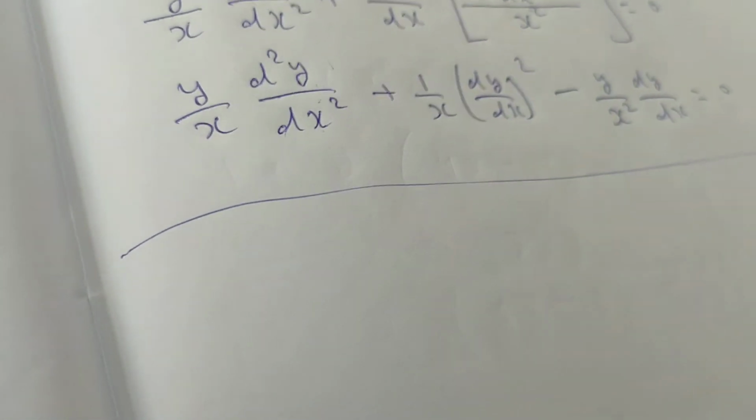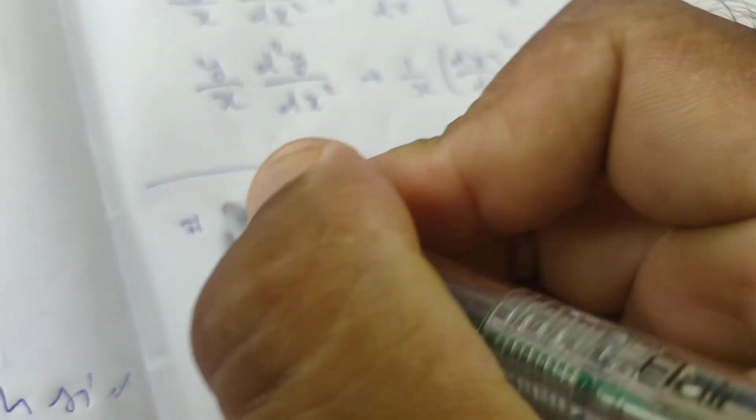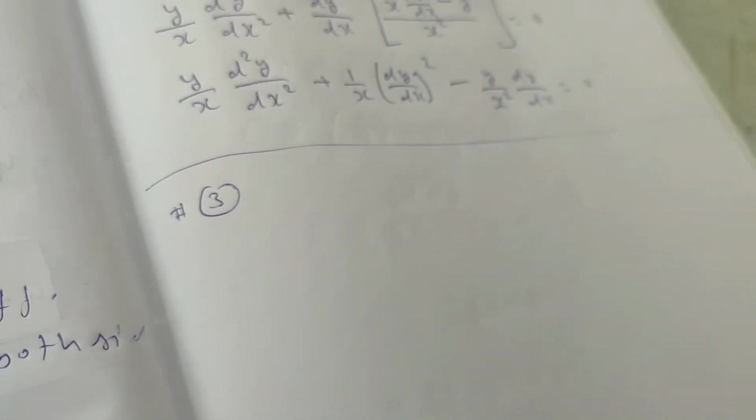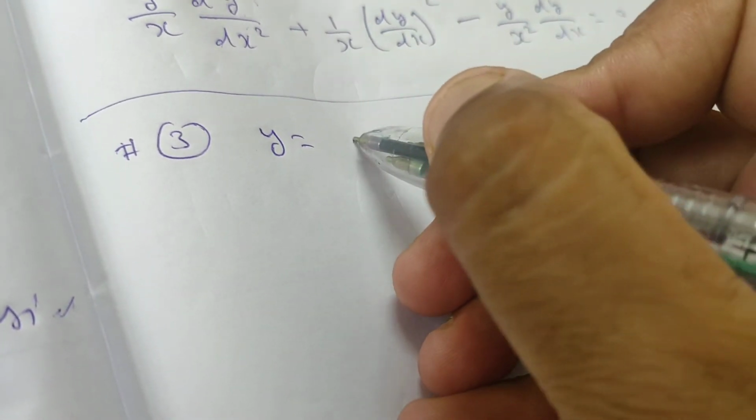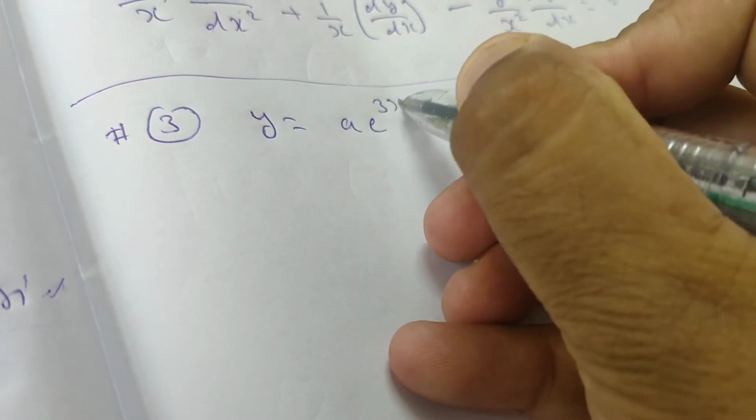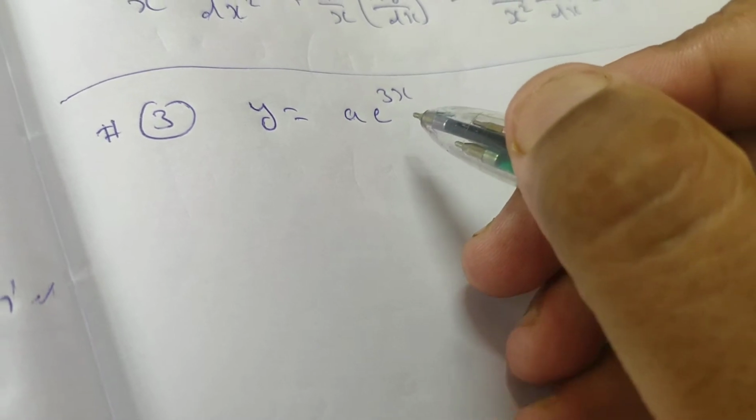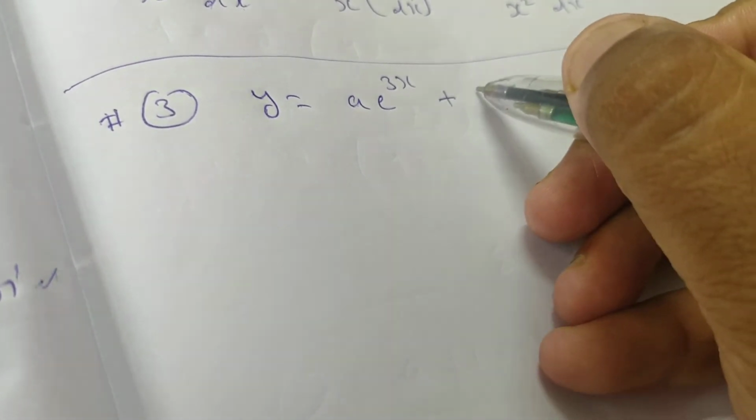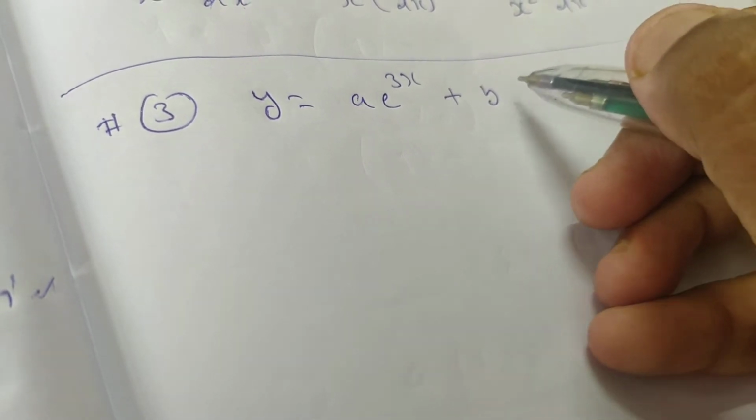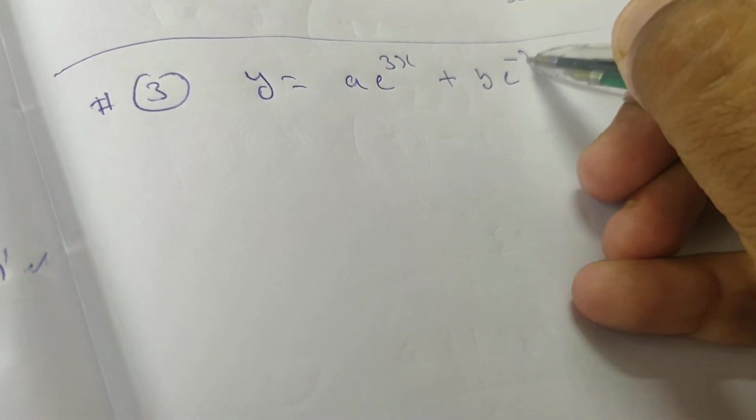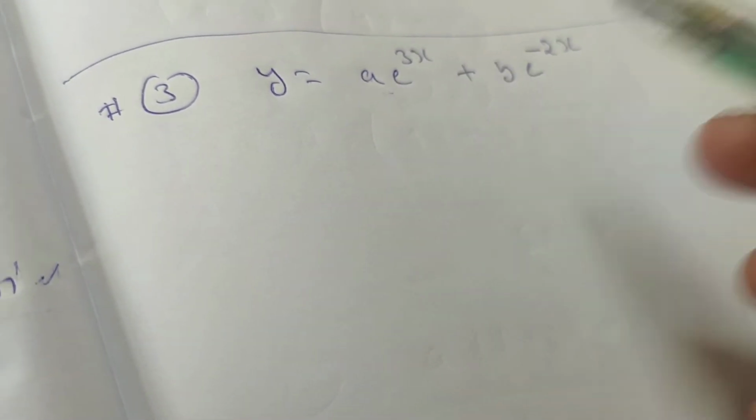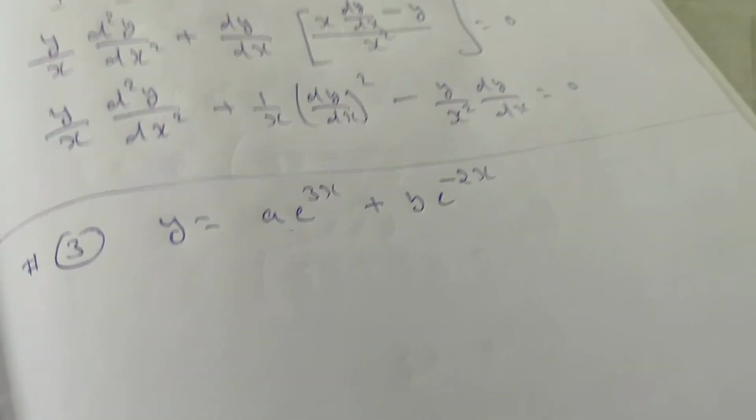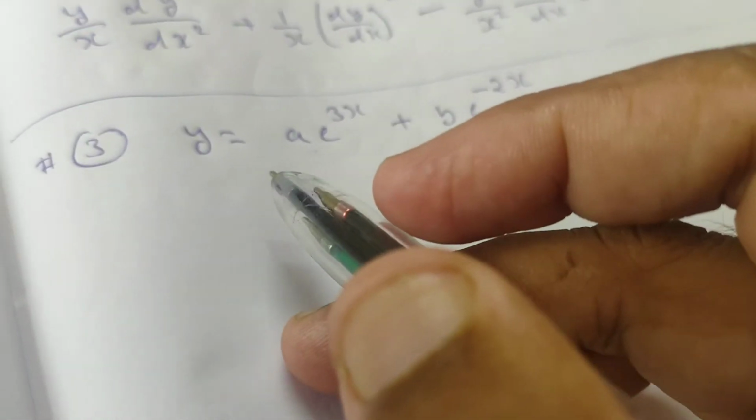In the same manner, if we do the third question, that is y is equal to a e raised to the power 3x plus b e raised to the power minus 2x. Since there are two arbitrary constants, that is a and b, differentiate this equation 2 times.